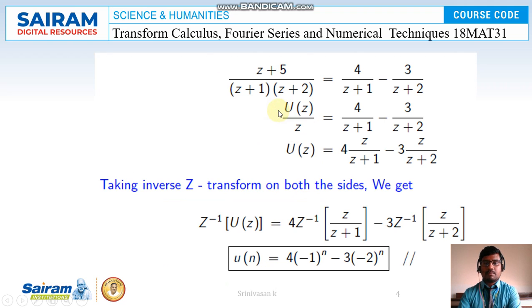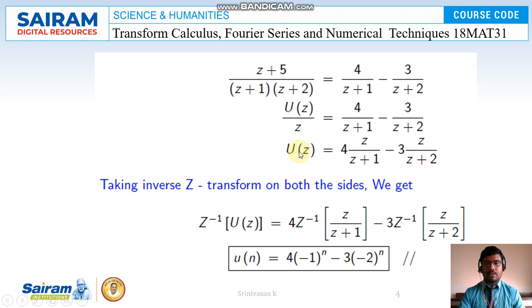So U of z divided by z equal to 4 divided by z plus 1 minus 3 divided by z plus 2. So taking z to the opposite side, we get U of z equal to 4 into z divided by z plus 1 minus 3 into z divided by z plus 2. Already we know U of z. Now taking inverse z transform on both sides.